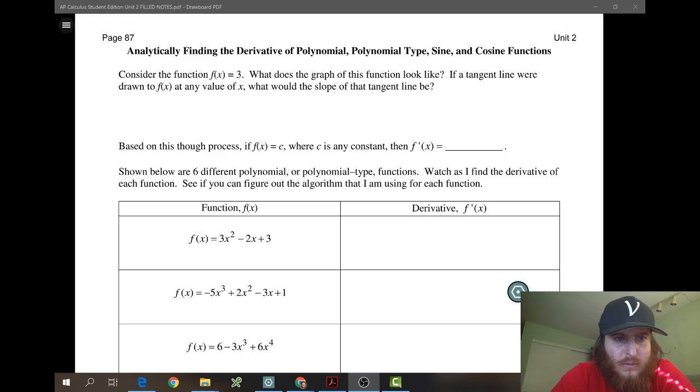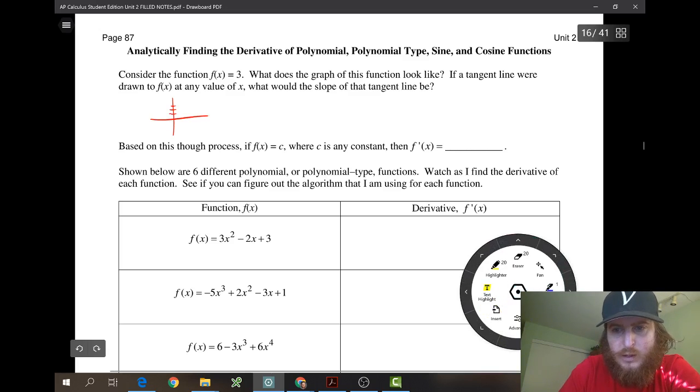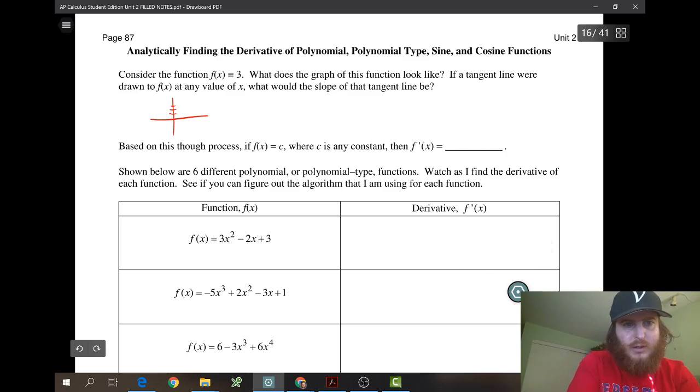So first of all, we're going to consider just a constant function. So something like f of x equals 3. Right, so if we were going to graph f of x equals 3, it's like y equals 3. We would just graph a horizontal line at 3. And so I want us to think, what does the tangent line to this graph look like?